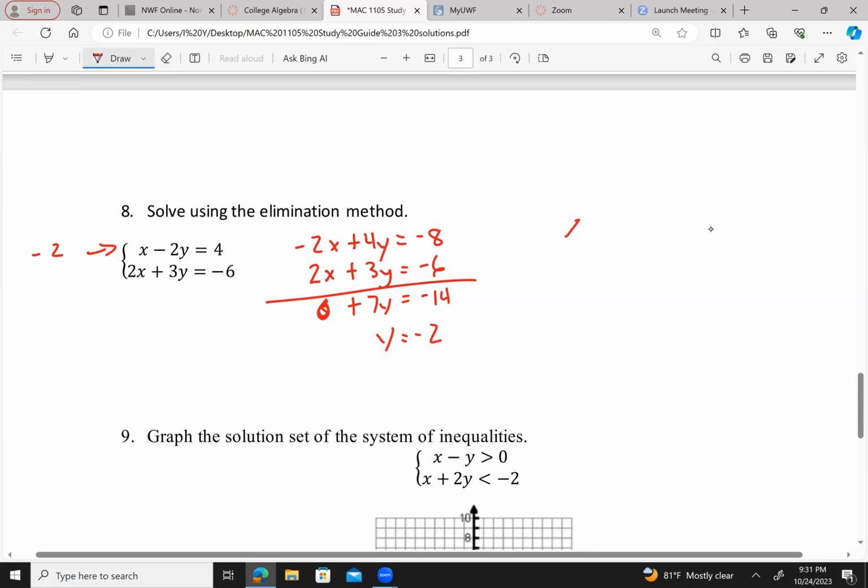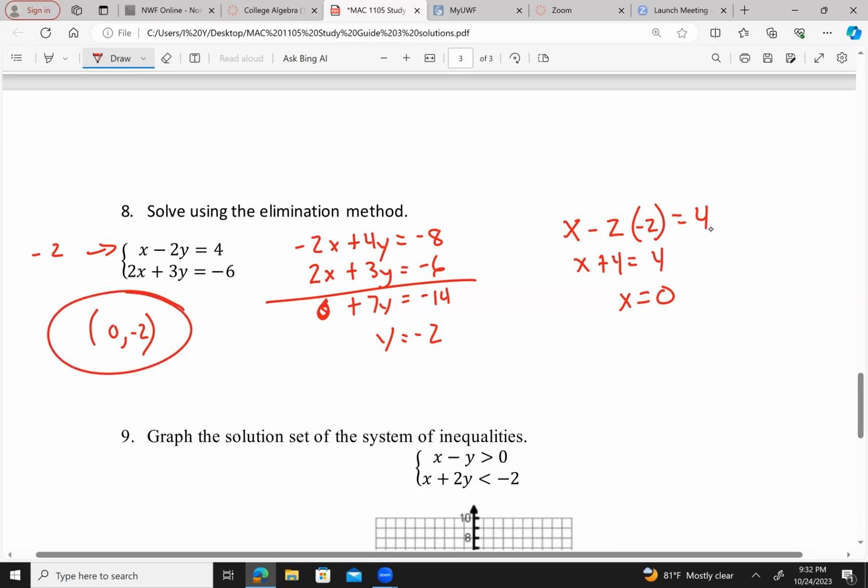So I have x minus 2 times negative 2 equals 4. X plus 4 equals 4. X equals 0. So my point would be 0, negative 2. Now, since these numbers are pretty, we'll go ahead and test it. 0 plus 4 equals 4, yes. 0 plus negative 6 equals negative 6. So this is our solution.